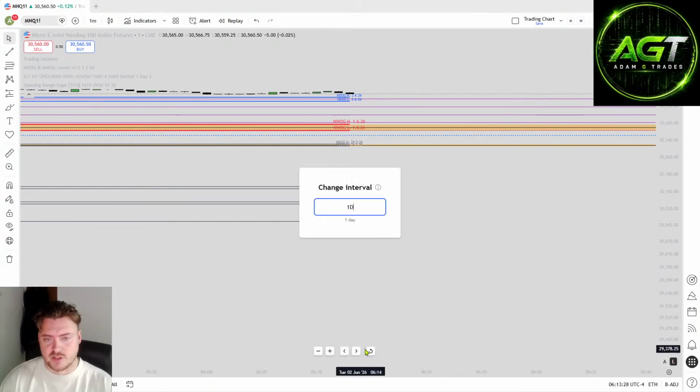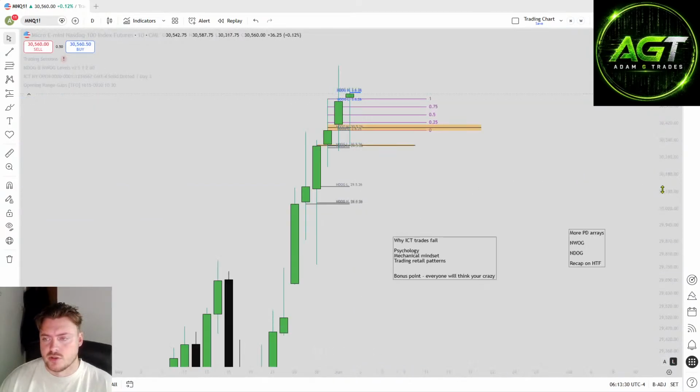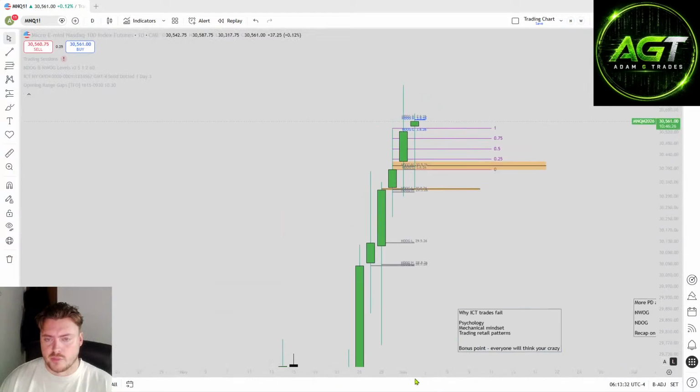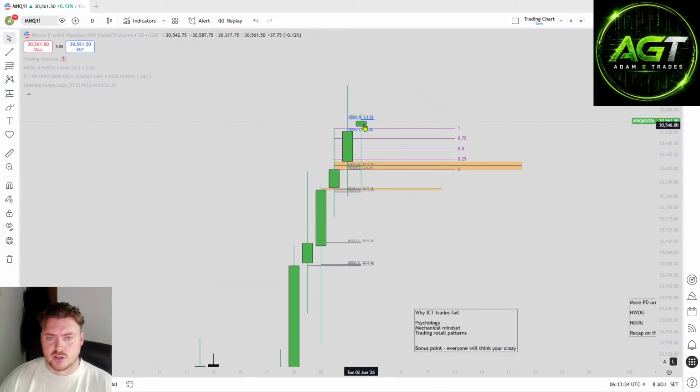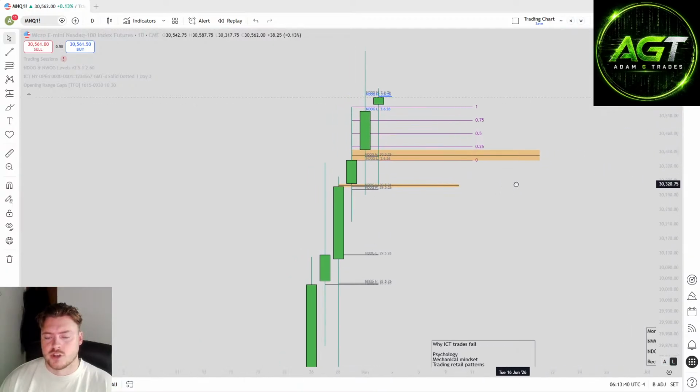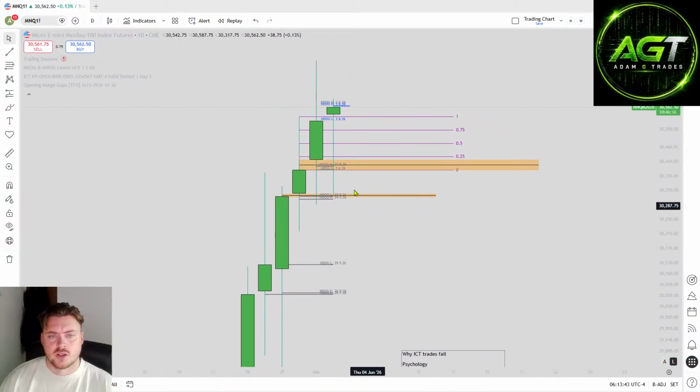Let's just go over the daily first for you. What I've got drawn on here are the PD arrays that I saw as relevant prior to this candle. I had finished this day and I marked my chart up. So you've got this wick, I did quadrants on it. Then below this wick, you have this volume imbalance.